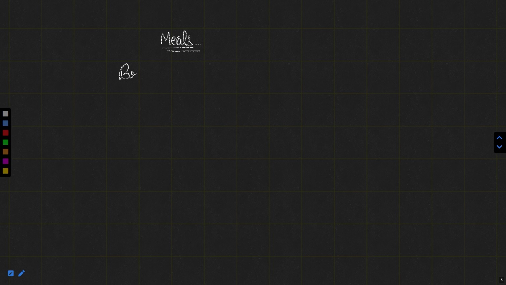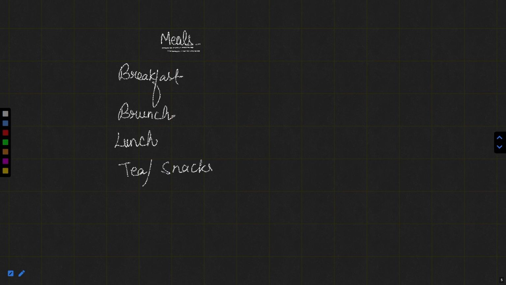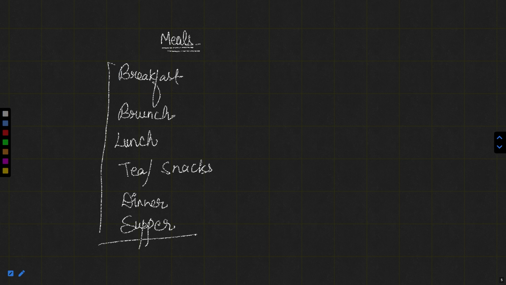First of all, we have breakfast, that we take in the early morning. Then after that we have brunch. After this we have lunch. After this we have tea or snacks. And after that we have dinner, and after that we take supper, anything that we eat before going to bed. So these are the six meals in a day.